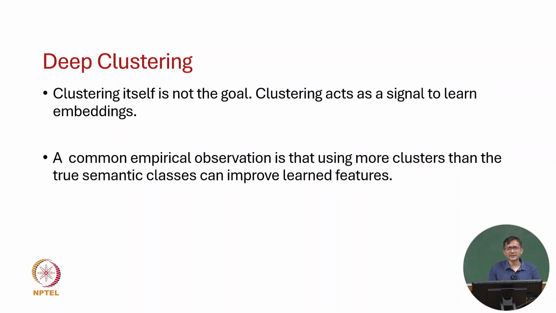The deep clustering, I will not say that this is just one method, there are variations. So in training this kind of methods, what we see is that using more clusters than the true semantic classes can easily improve the learned features. Okay, so why is it that?